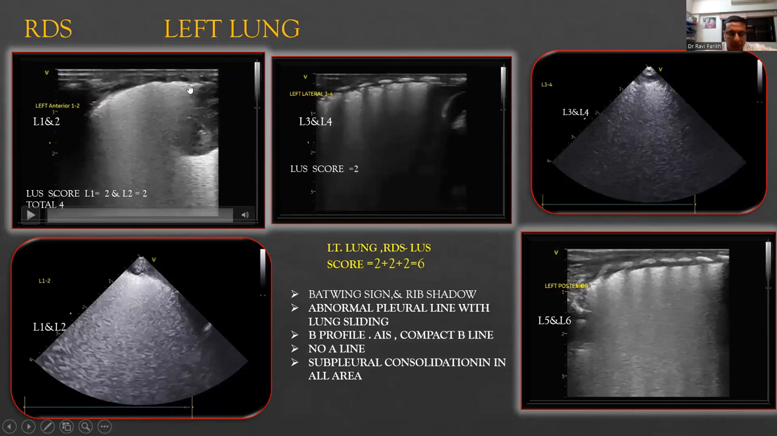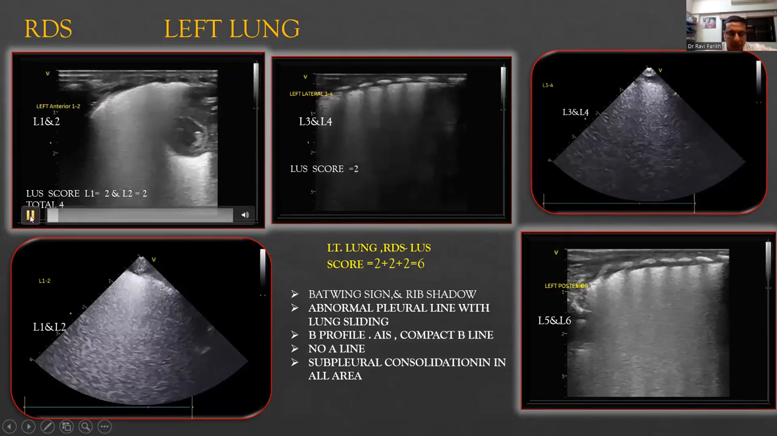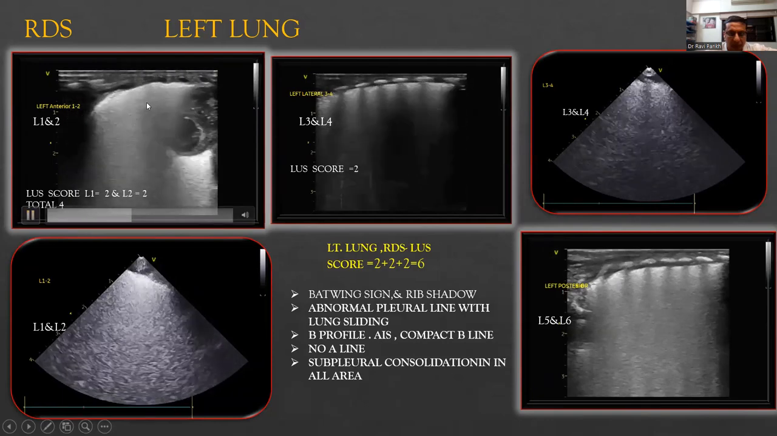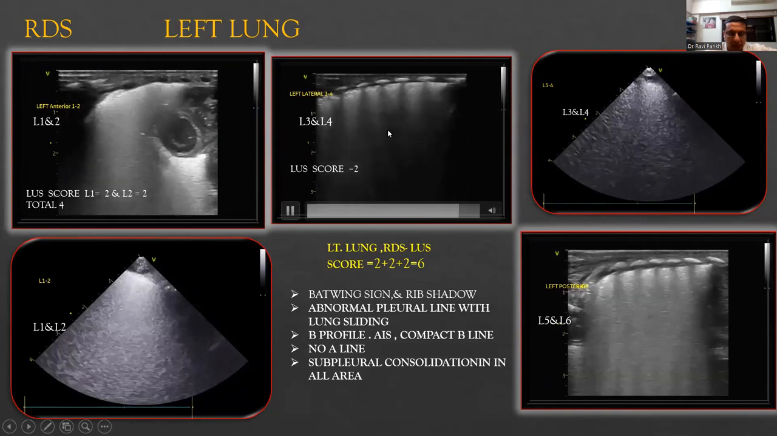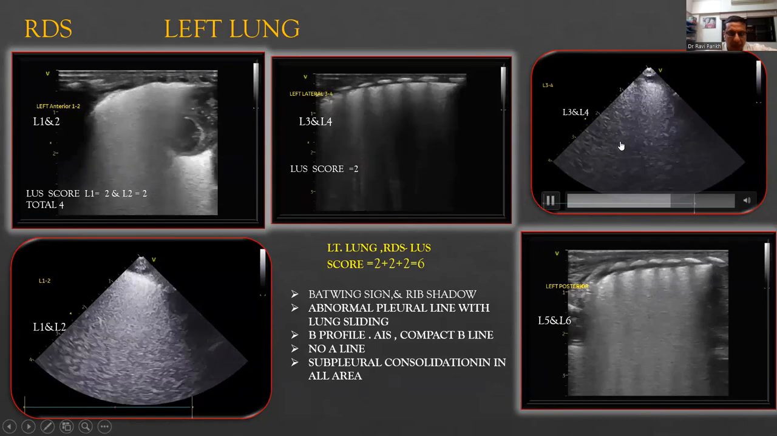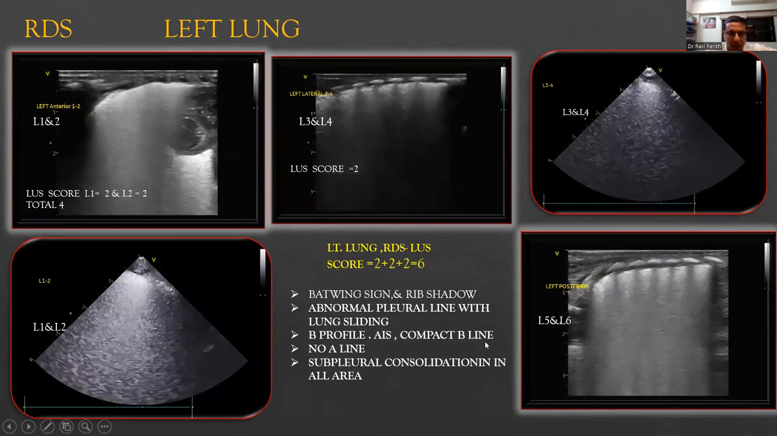It is ribs, no rib shadow, white lung. Fibrous lining, but with snowflake appearance. Yep. Also there, here, AIS with snowflake appearance. Also here in the phased array. Also this one. I did the score.